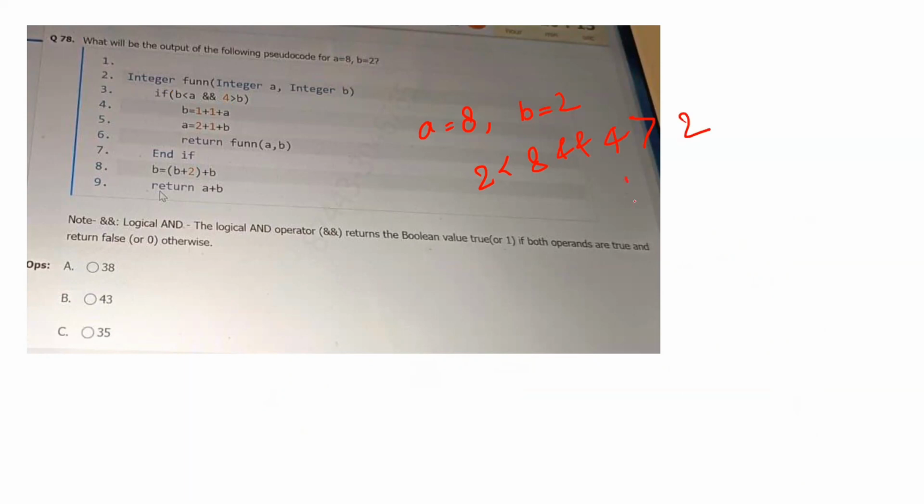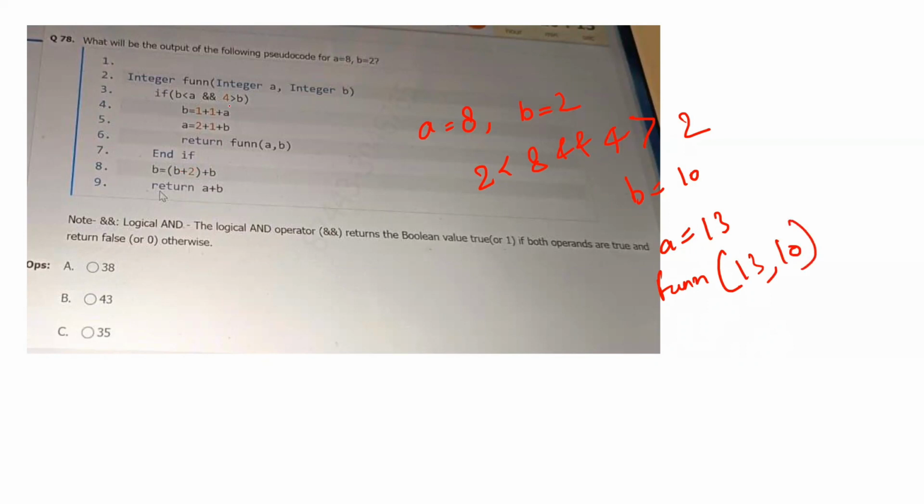So we are updating the value of B and A. B is nothing but 1 plus 1, 2, plus 8, that is 10. And we are updating the value of A. 2 plus 1, 3. And B value is now 10, so A is 13, right? Now we are calling the function fun, with A value 13 and B value 10. Again we are calling this function.